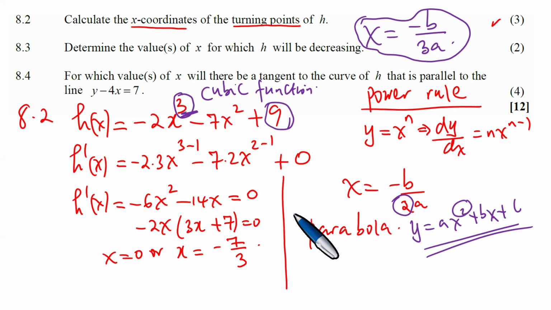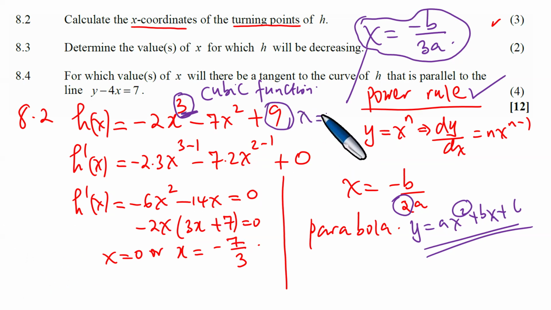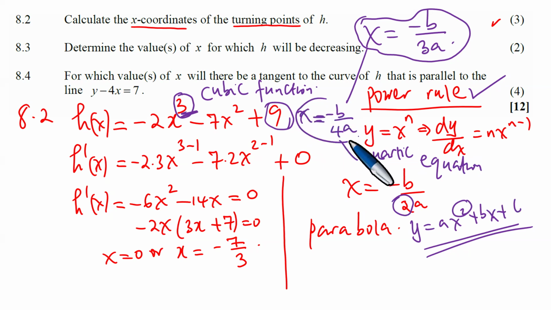See, the examiners always expect you to use what you call the power rule, but you can use all these here. There's another one. If the power is 4, what do you do? If the power is 4, you use the formula x equals minus b over 4a. So this one here is the formula when you have what you call a quartic equation, or a quartic function. So you use minus b over 4a.